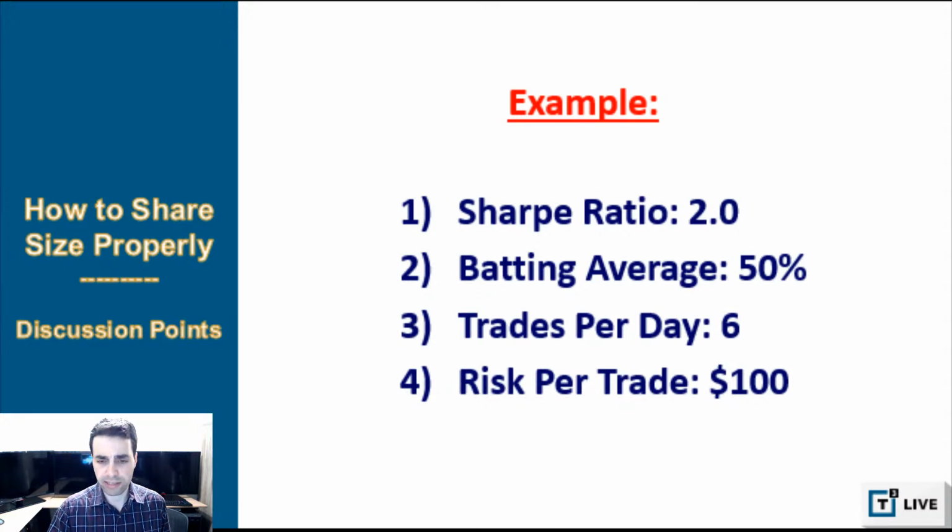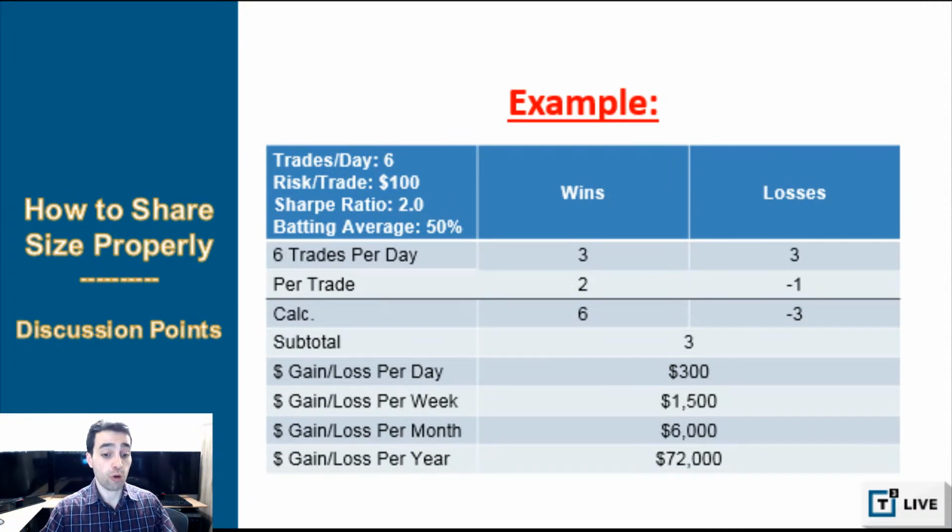Let's take a look at what that trader with those ratios can expect to make. Again, 6 trades per day, $100 per trade, Sharpe Ratio of 2.0, and a batting average of 50%. 6 trades per day, that means 3 wins, 3 losses. Why? Because his batting average is 50%. Got it? Per trade, his Sharpe Ratio is 2.0, so the winners make twice as much as the losses. So 2 to 1.